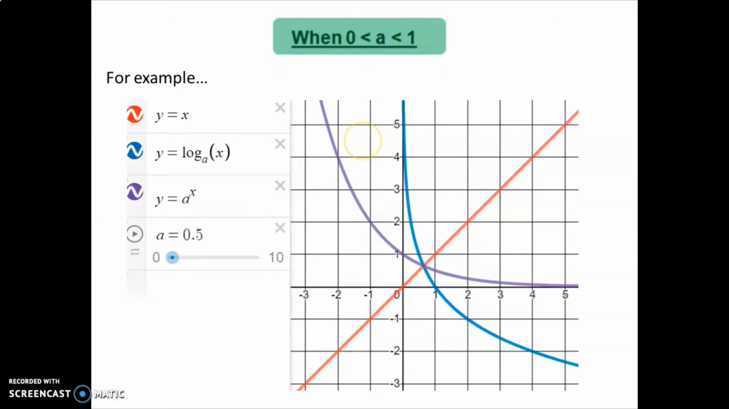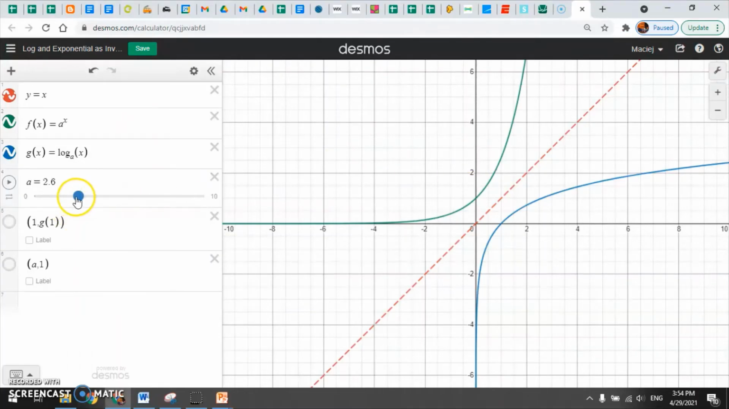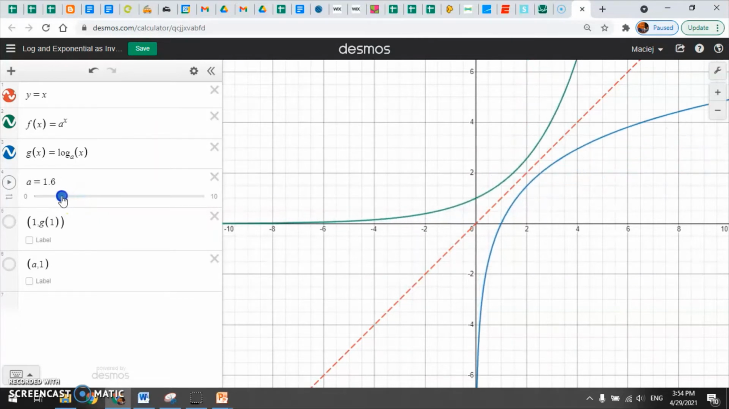So let's check that out. Experiment in Desmos. Let me go back there. Now I'm going to take my slider and make the values of a between 0 and 1.